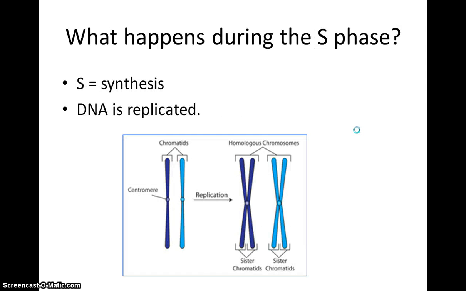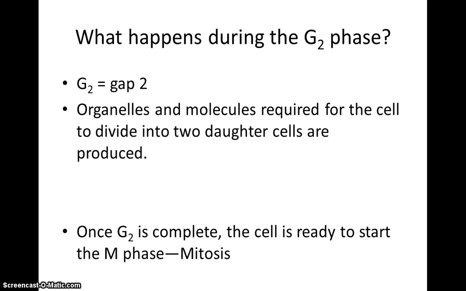Okay, so now the next one, the S phase, remember that stands for synthesis. A reminder, synthesis means something is being made. Well, the thing that's being made here is DNA. So DNA gets replicated, and this picture here is showing you some chromosomes. And what's going to happen is these are what are called chromatids. These are individual chromosomes, and those get copied, okay, during the S phase. So this ends up giving you a double copy of that individual chromosome, so that later each cell will get one.